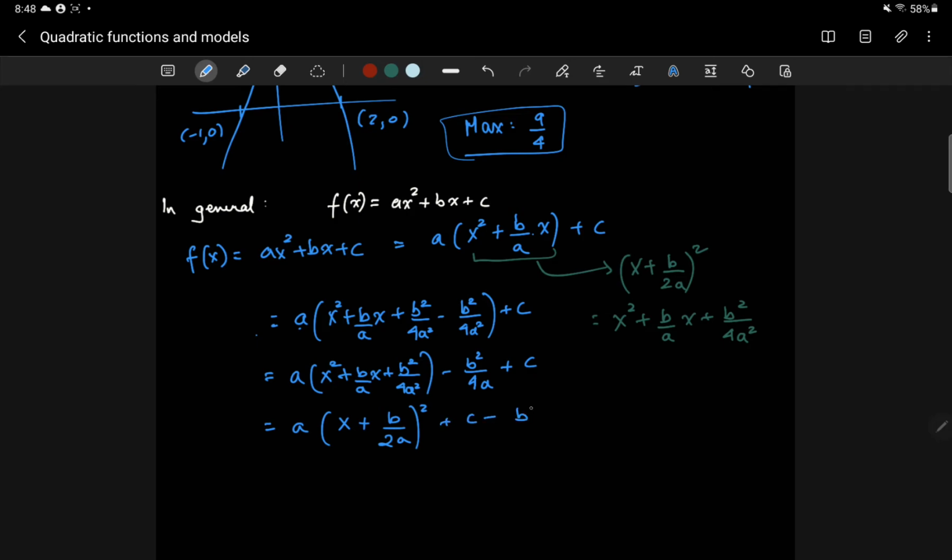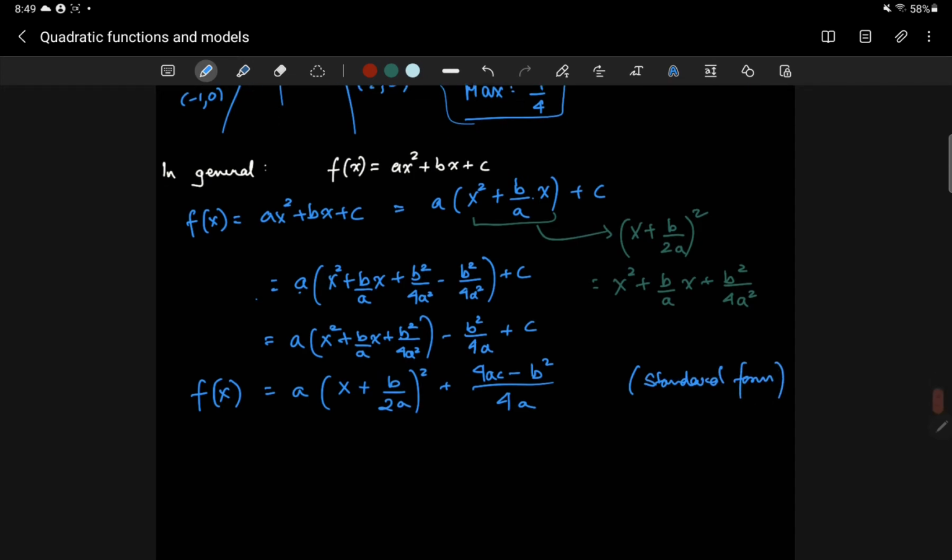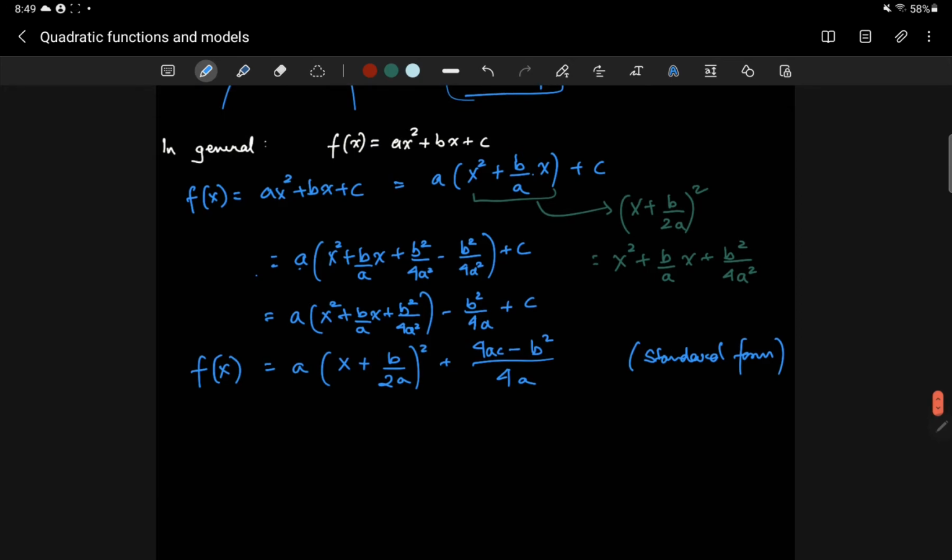Plus c minus b squared over 4a, or maybe let me write that as, I take the LCM, it's 4a, so it's 4ac minus b squared. So now my general form has been converted into the standard form. And then we use the same logic, meaning for this to be minimum, this must be 0, right?